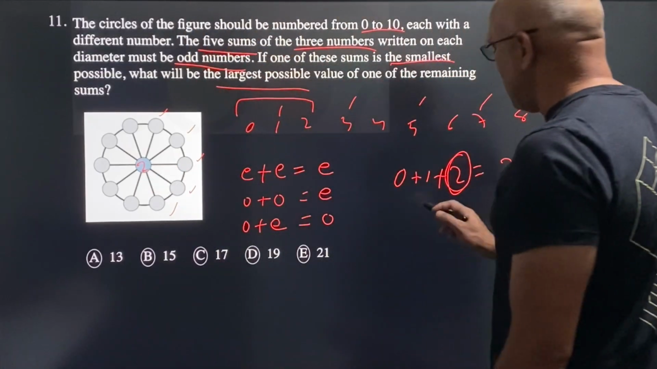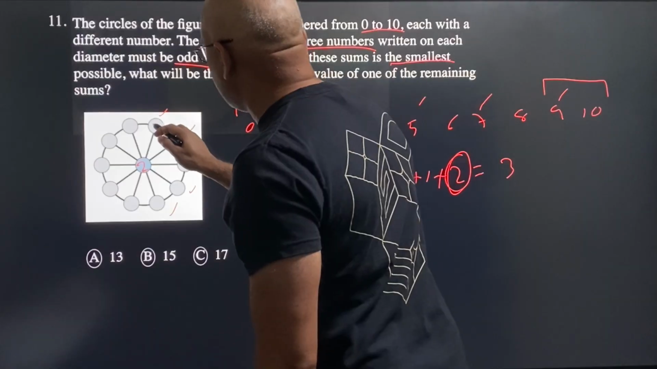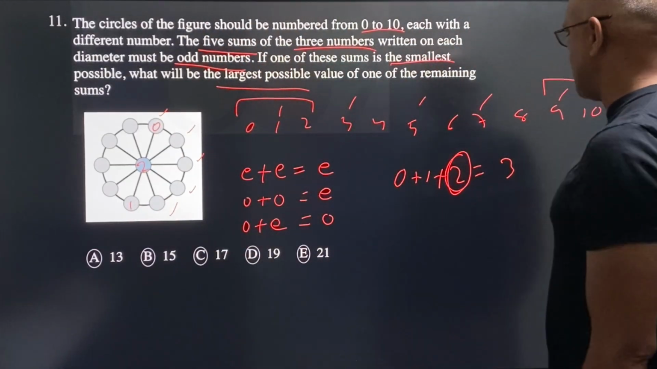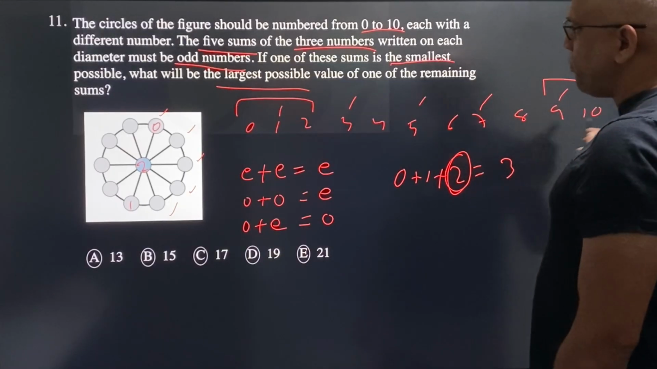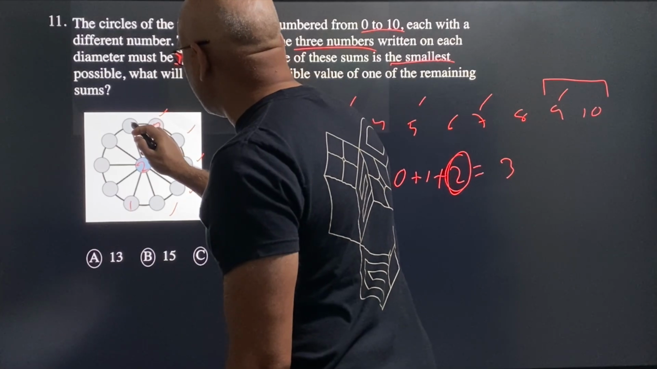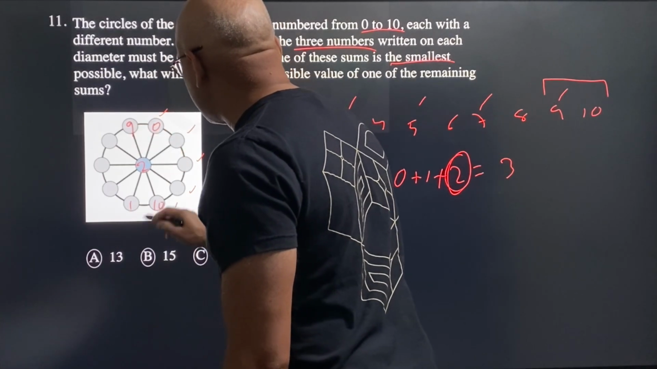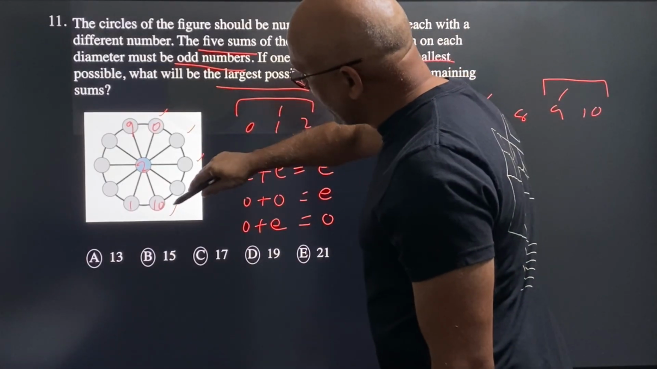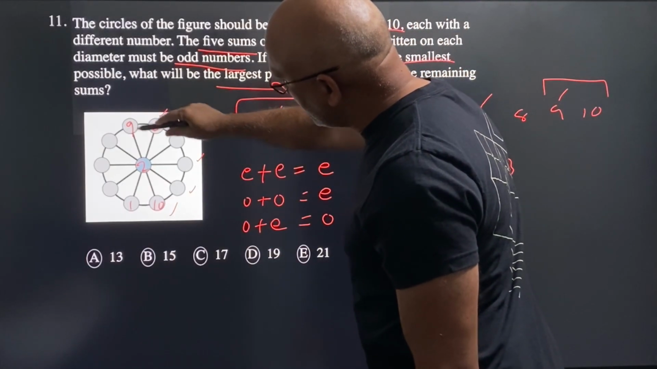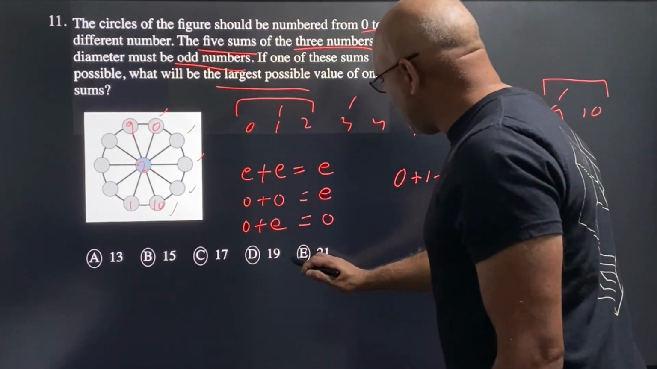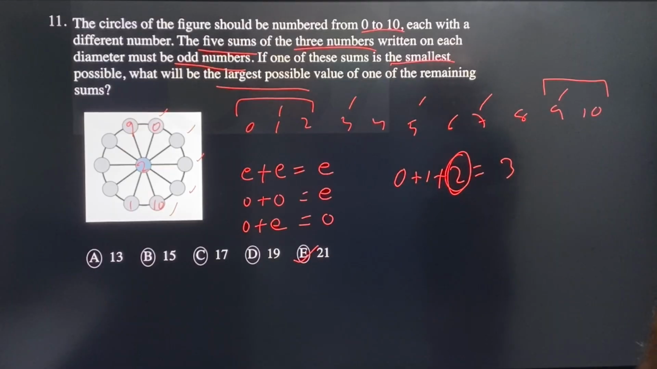2 at the center, and let's say this is 0 and 1. So this gives me 3, that is the smallest sum. And then I want to put 9 and 10, let's say this is 9, this is 10. So this should give me the biggest odd sum. So 9 plus 10 is 19, plus 2 is 21. Then E is the correct choice.